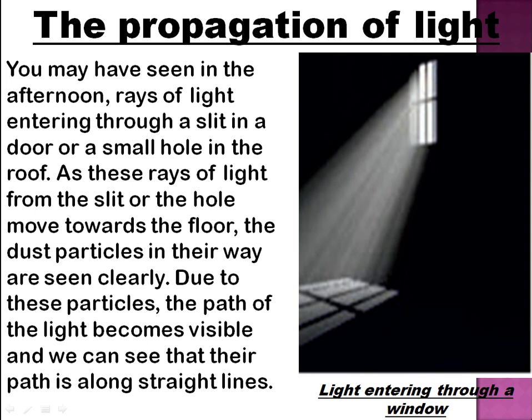See, in this way the picture shows how it is. Whenever a small hole or small window is open, we can see rays of light coming through. We can also see that dust particles have entered in the same way, because we can see them very clearly. Due to these particles the path of the light becomes visible. So we can see the light passing through, and that its path is in a straight line. This is the propagation of light.